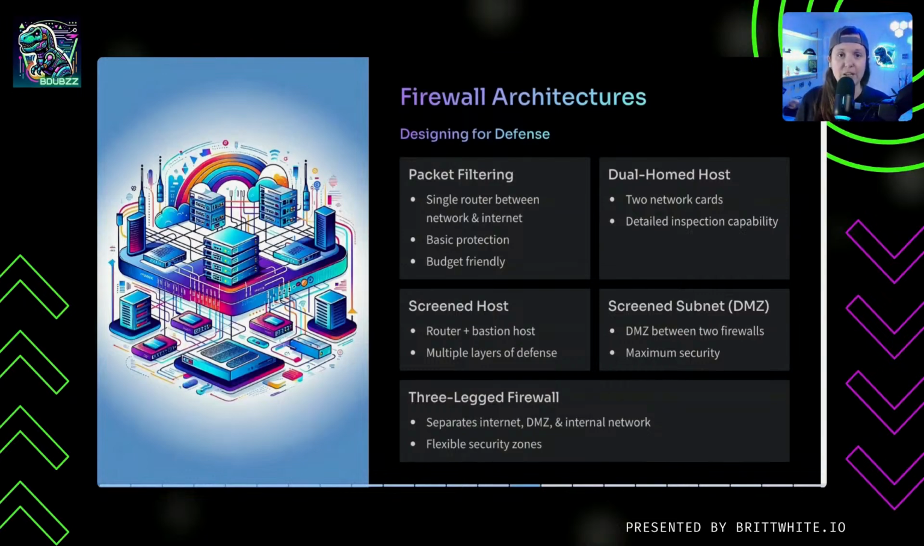Screened host architecture is where it gets interesting. A router filters traffic first, then a bastion host does deep inspection. It's like having a metal detector, or router, before the security guard, or bastion host. Banks love this setup because it provides multiple layers of defense, though it does require more management.